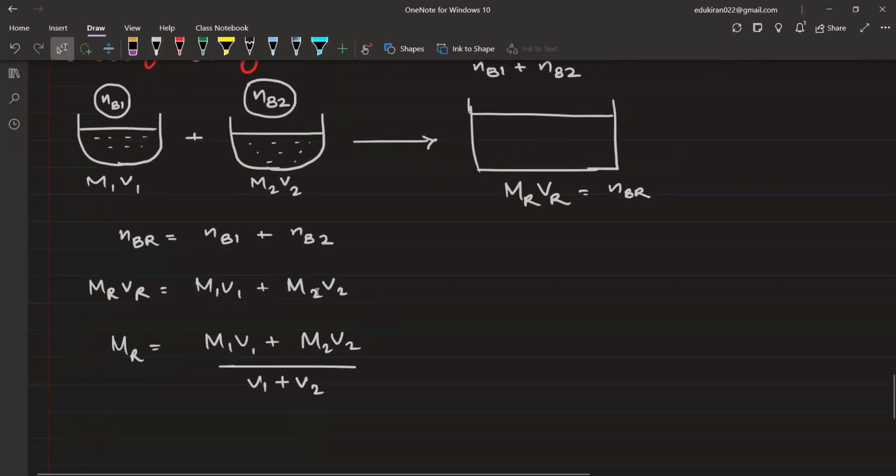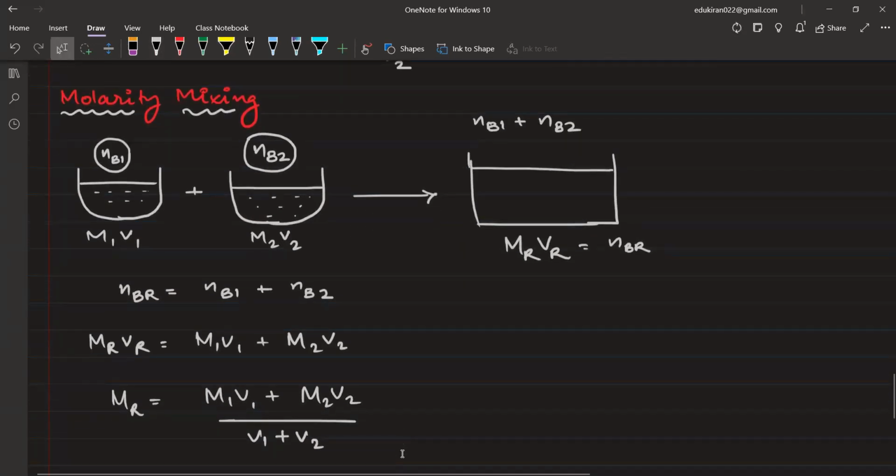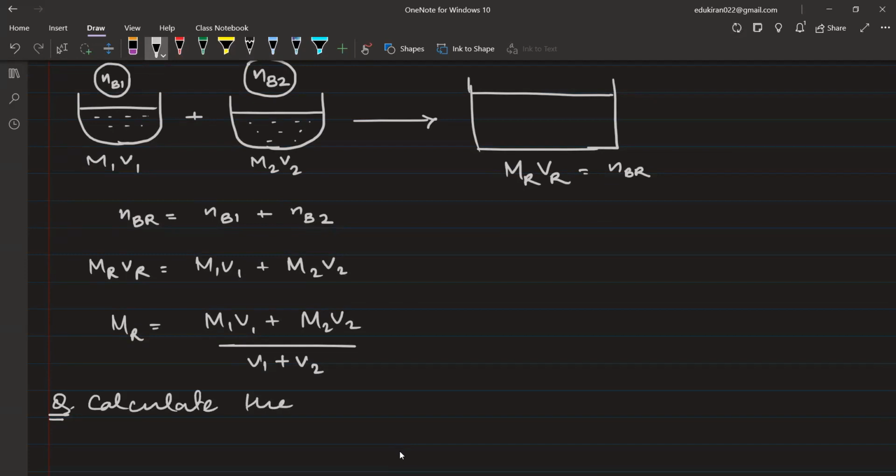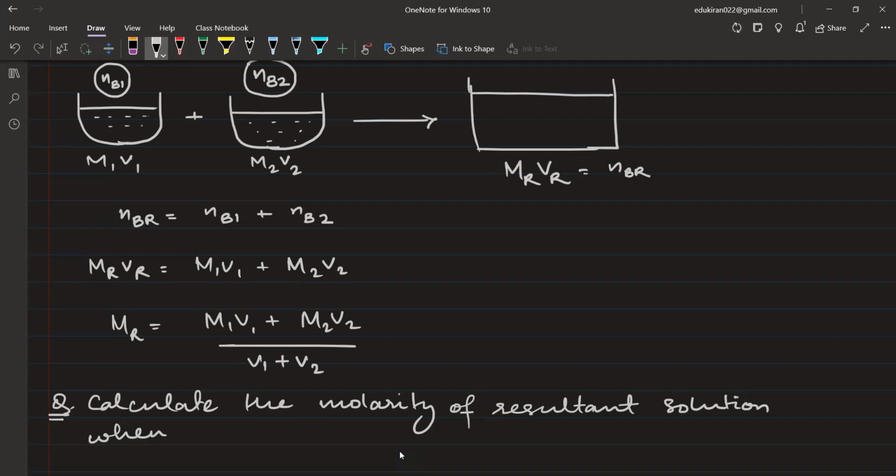Understood this also? Yes or no? Tell me. Molarity mixing. Yes, sir. Write this down and then write a question. Calculate the molarity of resultant solution. Sir, what does R mean? It is resultant. Okay.